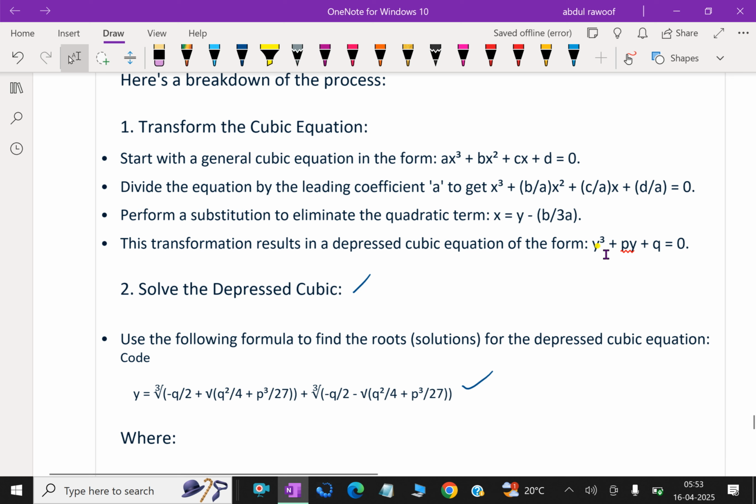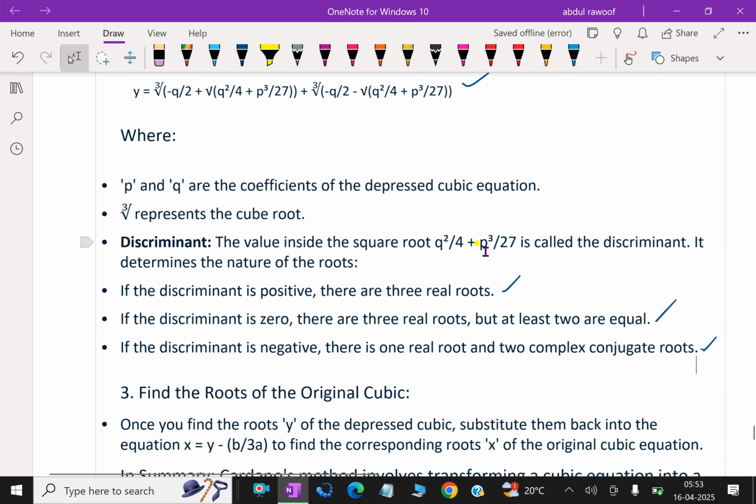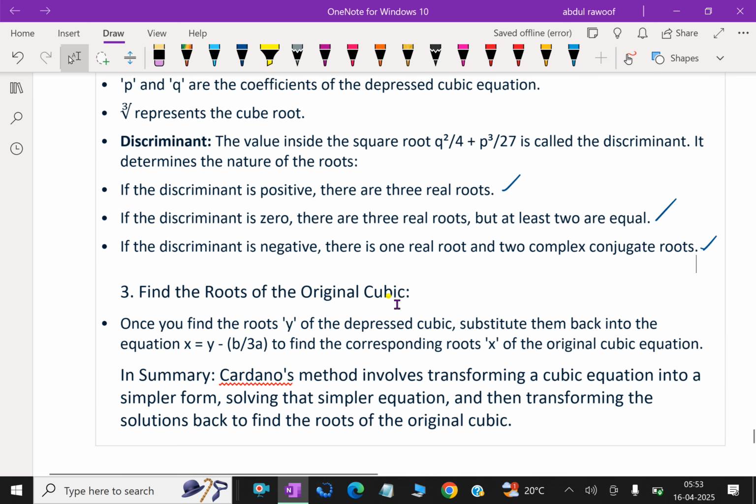The equation becomes, after substitution, y cubed plus py plus q. Then solve the depressed equation by using this formula, and find the roots of the original cubic equation by substitution as x equals y minus b over 3a.